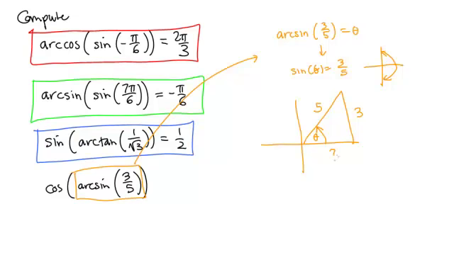This missing unknown side, well, let's use the Pythagorean theorem to find it real fast. Unknown side squared plus 3 squared is 5 squared. So that means that the unknown side squared plus 9 is equal to 25. The unknown side squared is equal to 16. So the unknown side is 4. So this is actually a 3, 4, 5 triangle.